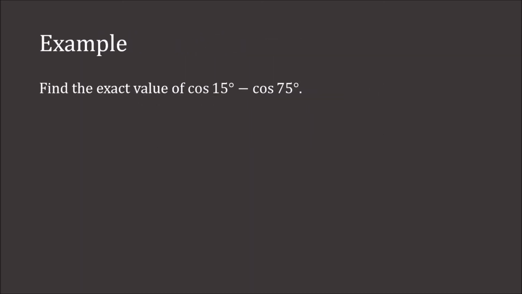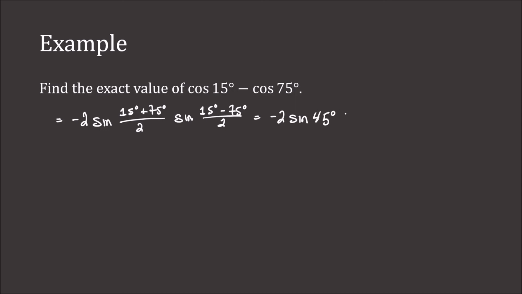Here we are asked to find the exact value of cosine of 15 degrees minus the cosine of 75 degrees. If we look at this, cosine of 15 degrees minus cosine of 75 degrees, we're going to use the difference formula here. So this is negative 2 sine of (15 degrees plus 75 degrees) over 2 times the sine of (15 degrees minus 75 degrees) over 2, which is negative 2 sine of 45 degrees times the sine of negative 30 degrees.